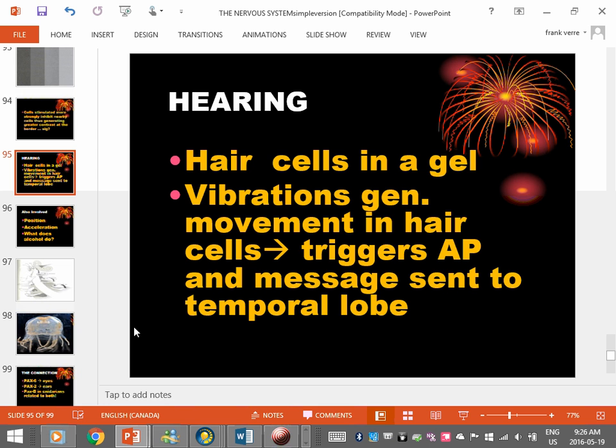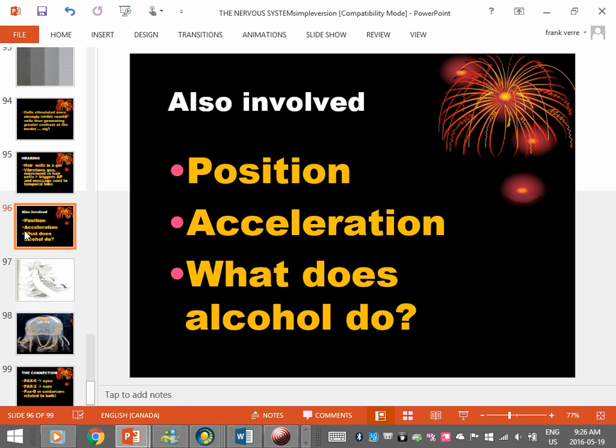So that's actually how you know your orientation. When you move your head, the hair cells will bend one way, and then your body says, okay, the hair cells are bending this way, so I'm turned this way. Okay. So they measure other things too, like position and also acceleration.